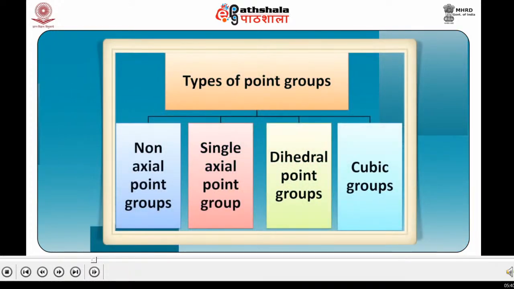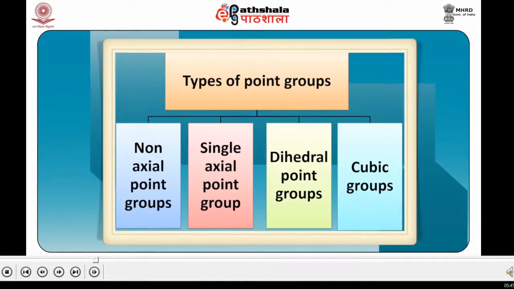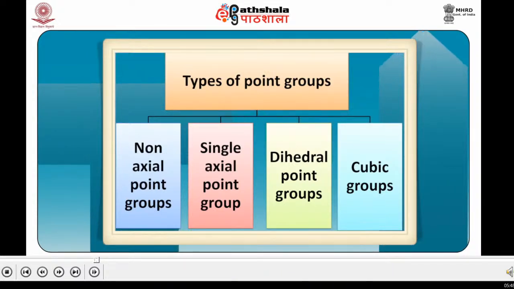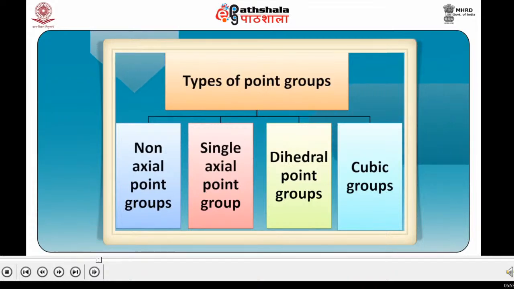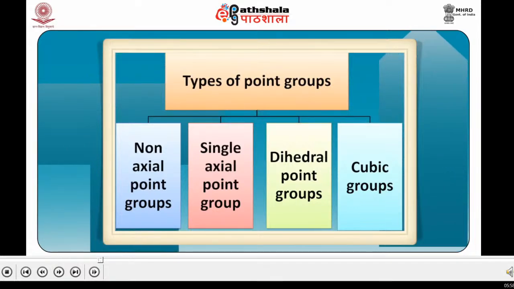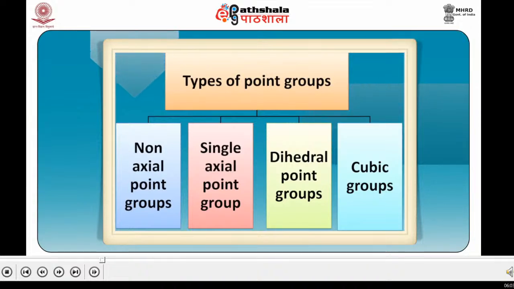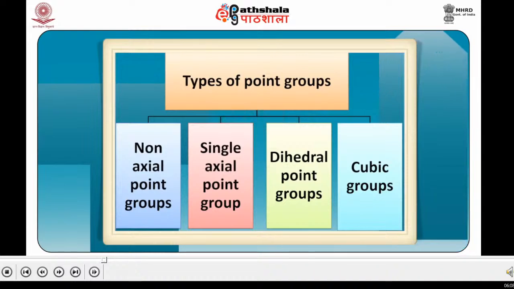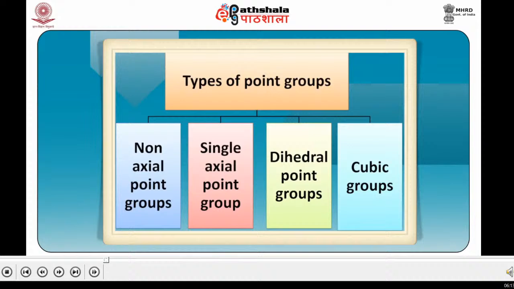The various types of point group categories can be divided into 4 categories. Type 1, non-axial point groups or molecules with low symmetry. Type 2, single axial point groups or molecules with intermediate symmetry. Type 3, dihedral point groups or molecules with very high symmetry, that is, molecules having n two-fold rotation axes perpendicular to the principal axis. Type 4, cubic groups, molecules having multiple intersecting higher order rotation axes.